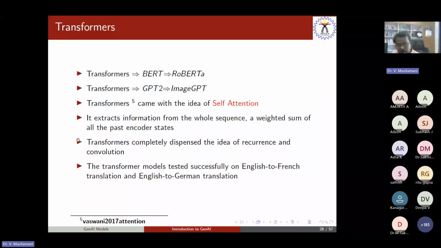One advantage of not involving these two things is that you don't have to build a heavy model for good representation learning. Transformer models were tested successfully on English to French and English to German initially. Now it is being used left and right. From any source language to any destination language, you can use transformers.